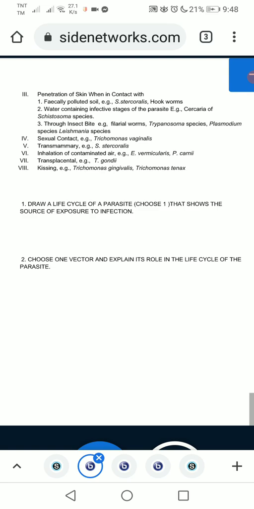Trichomonas gingivalis and Trichomonas, kissing sickness. Kissing. Through kissing class, makakakuha ka ng parasite. Again, through kissing, makakakuha ka ng parasite. We have discussed Trichomonas gingivalis, yung naglalodge sa ating mga gums. Okay? And we have Trichomonas tenax. Okay? And these are for our activity question. Okay, so mamaya na yan.